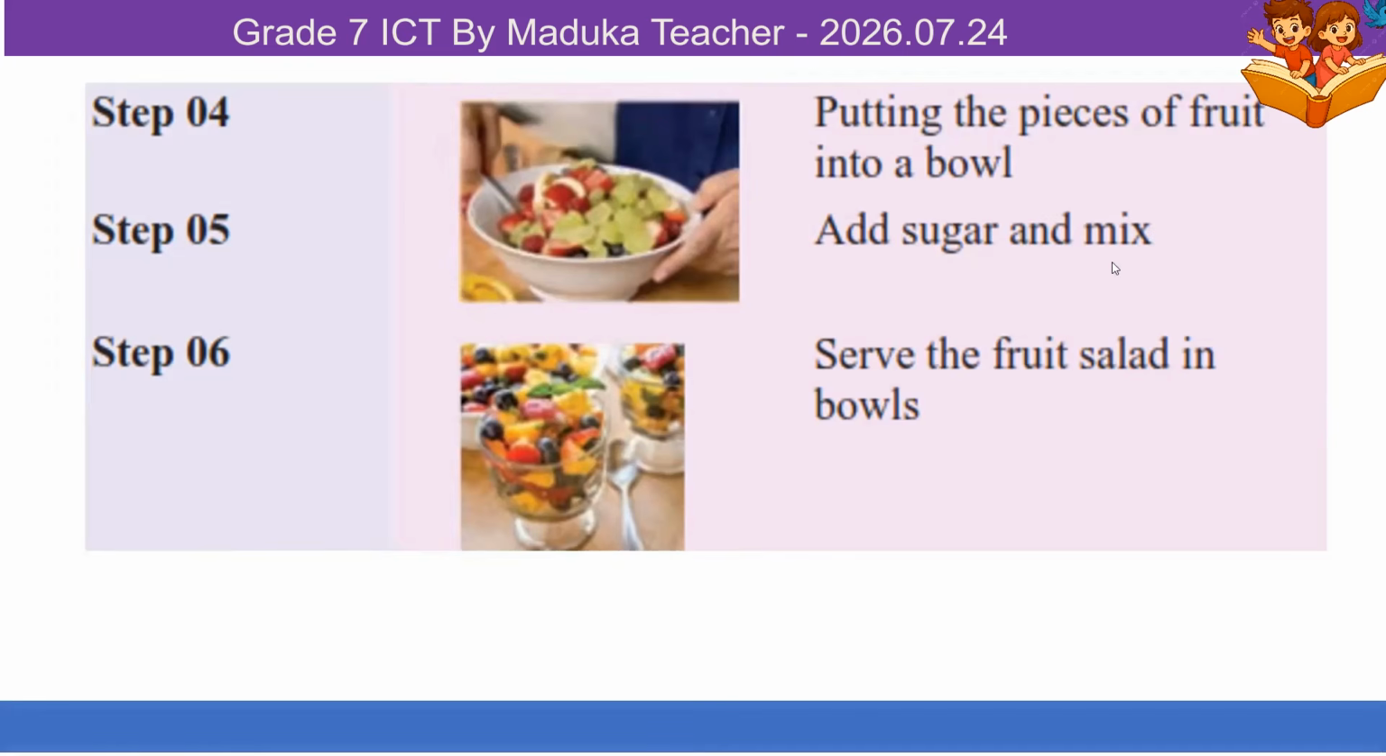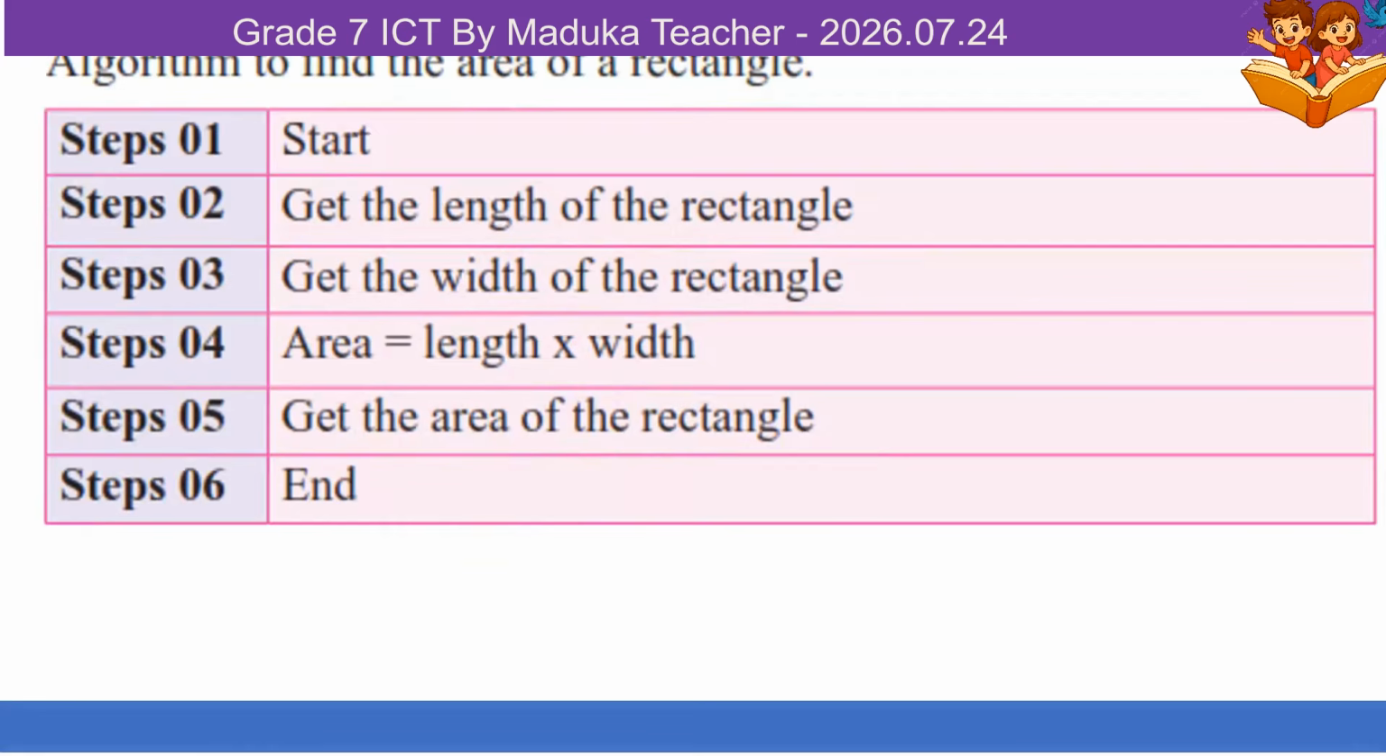Yes, let's discuss the second algorithm. I told you to write an algorithm to find the area of the rectangle. Yes, as usual, the first step should be start. Here, our second step is get the length of the rectangle. Our third step is get the width of the rectangle.